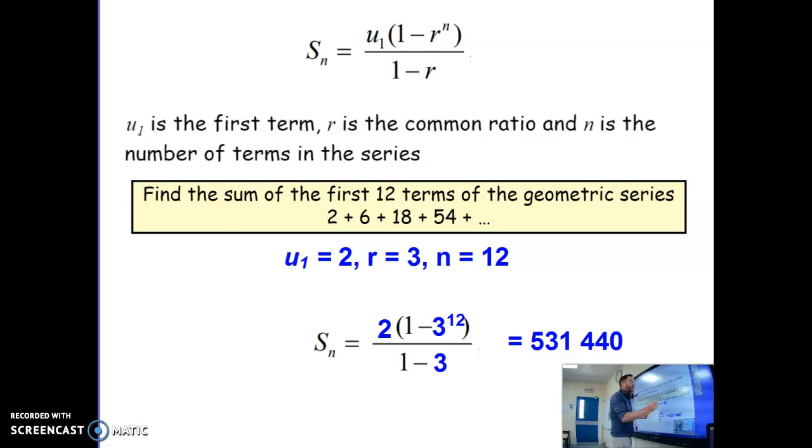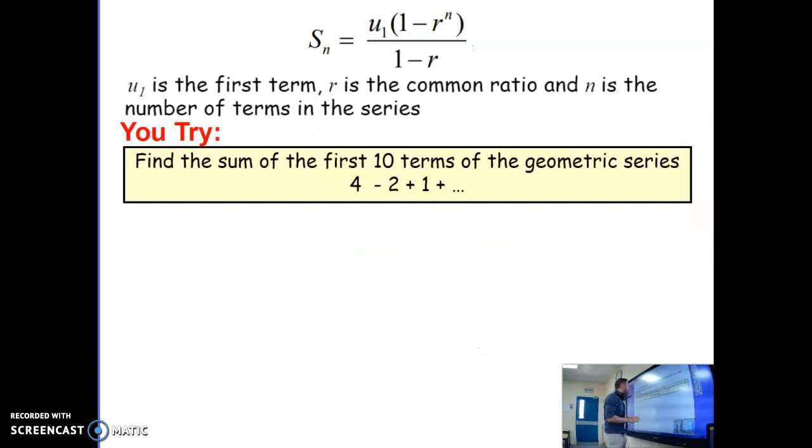Now, here's a very similar question for you to try. Find the sum of the first 10 terms of this geometric series. I recommend pausing the video now to have a go at this. And now, I will move on to a quick answer for that one.